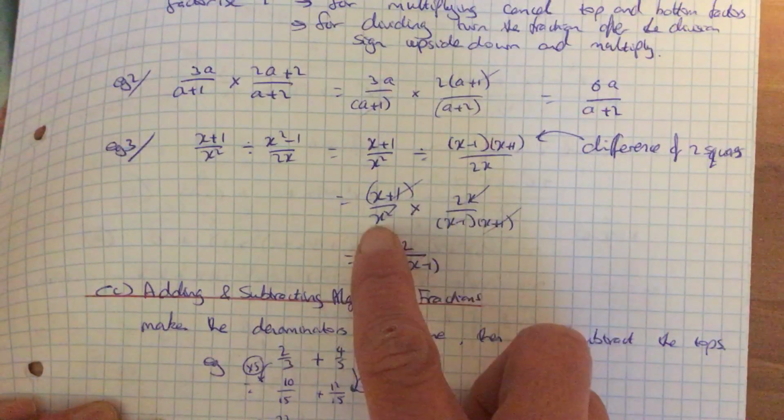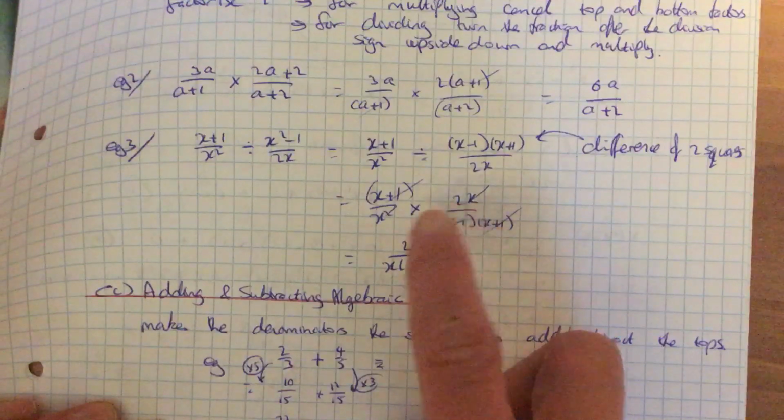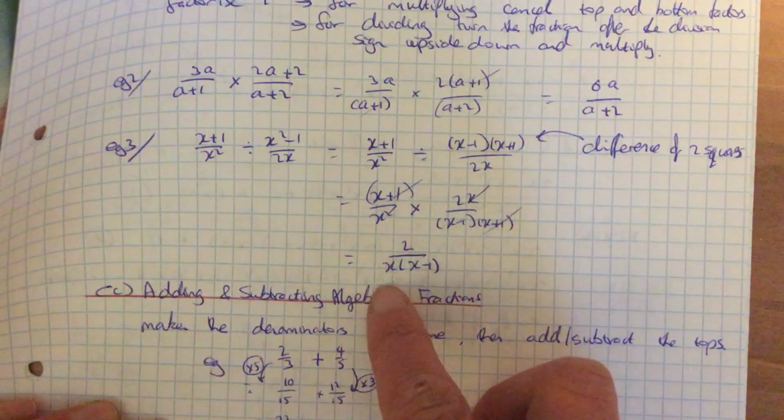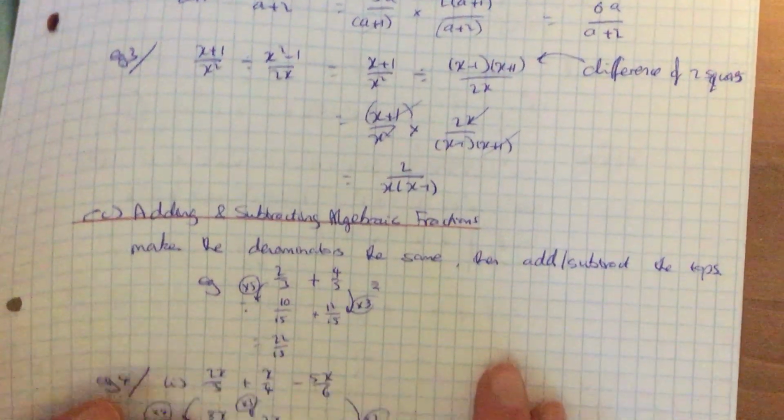You've got an x and an x squared. Take an x out of that, it goes away. Take an x out of x squared, you're left with an x. So the top line is 2 over, and the bottom line is x minus 1.